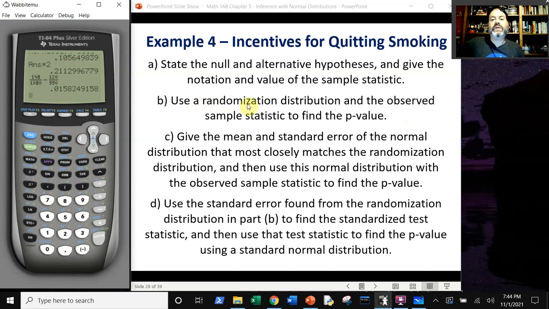Now use a randomization distribution and the observed sample statistic to find the p-value. So we're not going to do the theoretical distribution yet. We're going to do a randomization distribution and pull out the standard error after we do the randomization to get a p-value. So watch how this works. It's all in the notes, but I'm showing you live here.